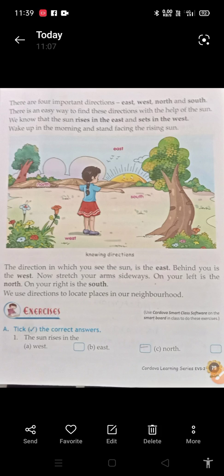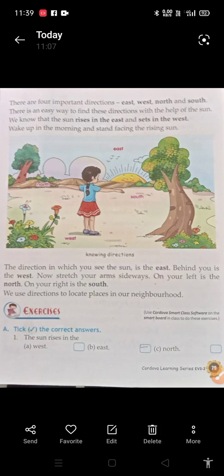We use directions to locate places in our neighborhood. So directions are very helpful. They not only help us to locate the various directions like east, west, north, and south, but also the various places in our neighborhood. Even if we go to a new city, it will help us to locate the places.